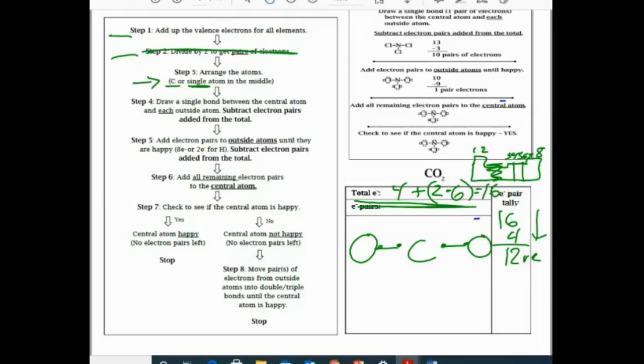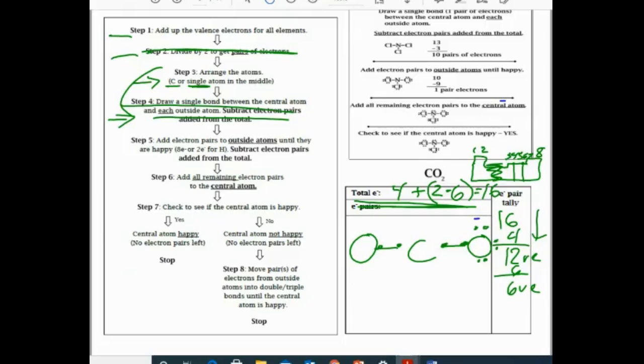Okay, next rule. Says, draw a single bond between the central atom and each atom. Oh, I did that. Okay, did it. All right, I kind of put those 2 together, sorry. Then step 5, add electron pairs to the outside atoms until they are happy. Okay, so I'm going to do the outside atoms first, which is the oxygens. I have 12 left. This oxygen already has 1, 2, so it needs 3, 4, 5, 6, 7, 8. Now it has 8. I've used 6 of them. Okay, I have 6 valence electrons left.